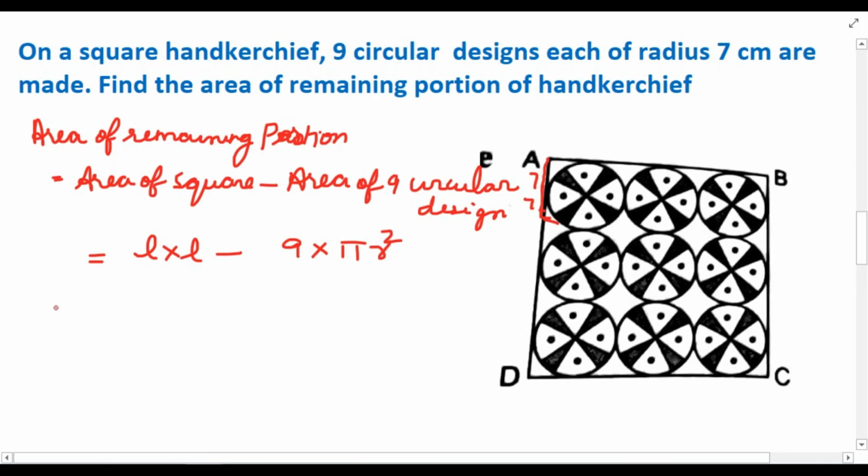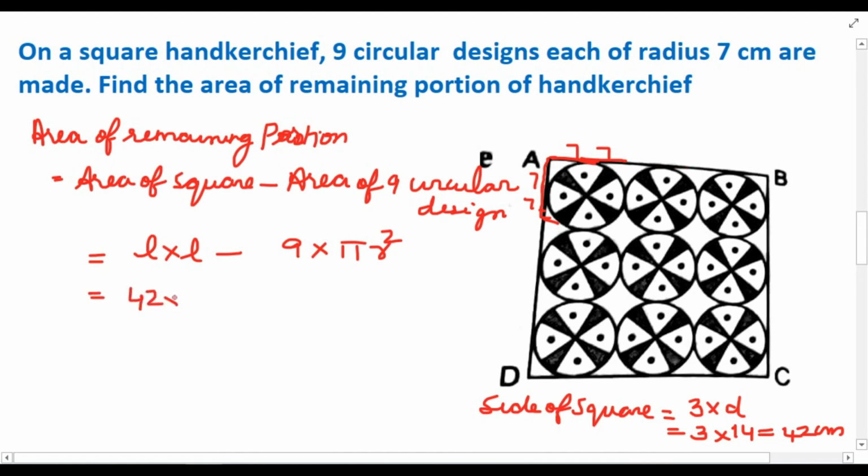So I can say that side of the square is equal to 3 into diameter of one circle, and diameter of one circle is 14, so 3 into 14, which is equal to 42 centimeter. So side of the square is 42 centimeter. Same way we can check here also. Till here is radius of the circle 7, again diameter will be 14, so 14 into 3, which is equal to 42 centimeter. Area of the square is 42 into 42 minus 9 into 22 by 7 into 7 square.